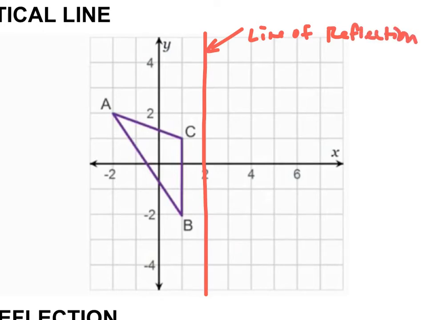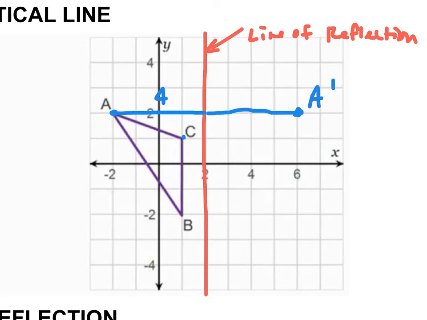Okay, and so if I'm doing this, what I want to do is take point A and figure out how far away point A is from my line of reflection, and that's a value of 4. Okay, and if I do that, I'm then just going to move this over 1, 2, 3, 4 units and plot a point, and that's A prime.